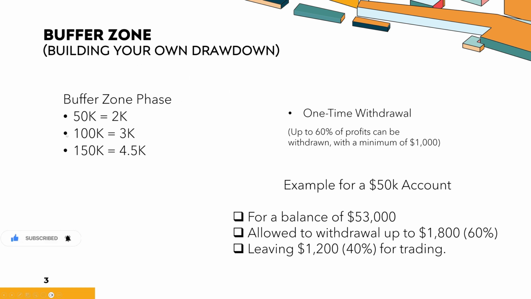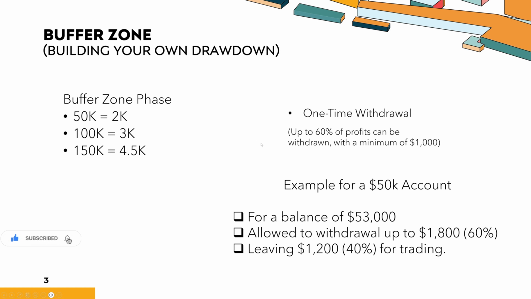During the buffer zone phase, while building your own drawdown, for example, if you start with a 50K account and want to reach that buffer zone of $2,000, on the way to making that $2,000 they can allow you to take payments on that profit. They're not going to keep you away from the profit you just made, so they do allow you to make a one-time withdrawal while you're building the buffer zone.